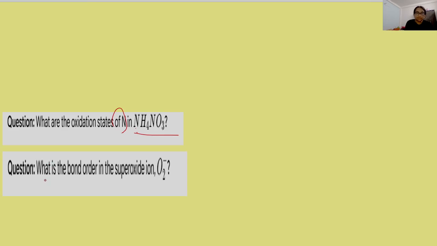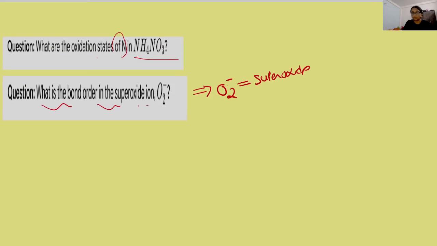Now the second question is, what is the bond order in the superoxide ion? Superoxide means when two oxygens are present together. Here the superoxide ion is O2 negative, also known as the superoxide. So how to calculate the bond order, and how to calculate the oxidation state of any atom? Both questions are related to inorganic chemistry. Now let us start the calculation with some concept.